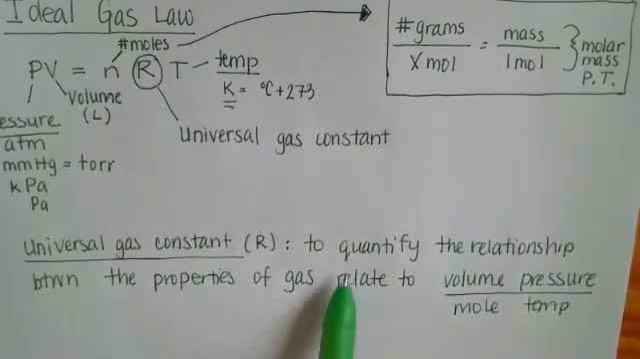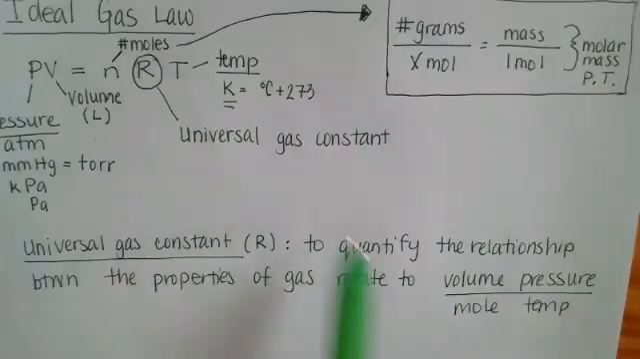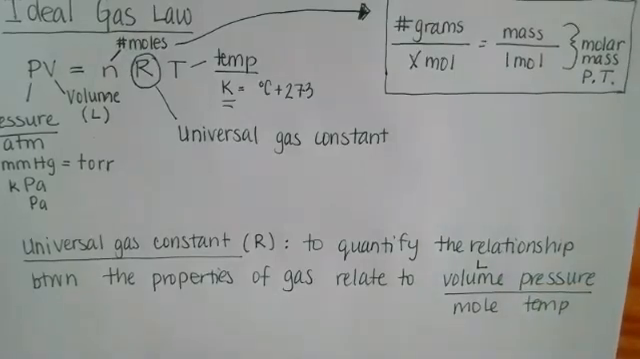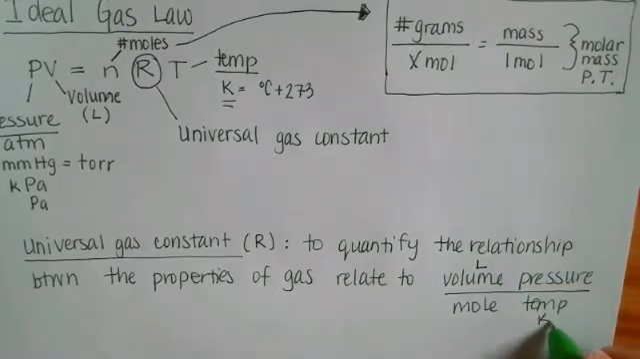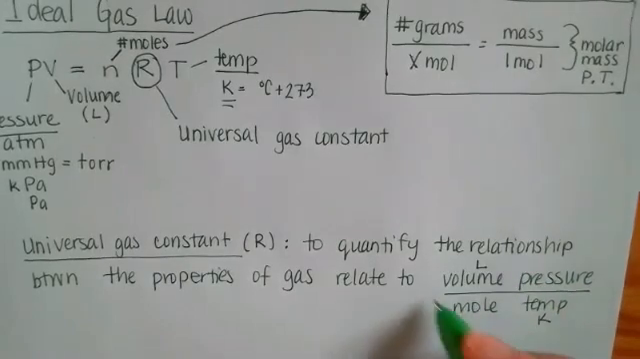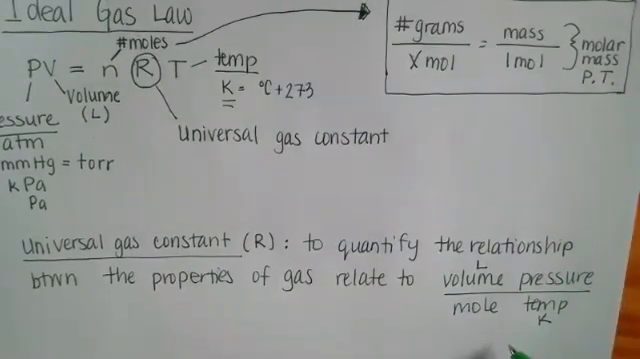Okay, so universal gas constant is to quantify the relationship. So it's taking the relationship between volume, pressure, moles, and temperature. Your volume always having to be in liters, temperature always having to be in Kelvin. So this is the unit that comes out of this universal gas constant.